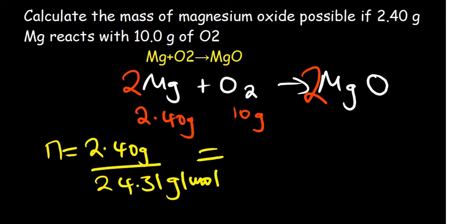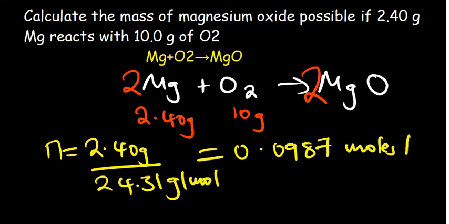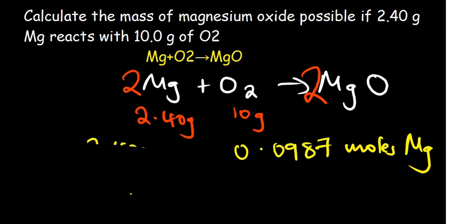2.40 divided by 24.31. So approximately I'm getting 0.0987 moles. So we have the number of moles of magnesium. Now we can also find the number of moles of oxygen. Equally, we'll do the same. The mass of oxygen was given to be 10 grams. Now we'd have to divide by the molar mass.